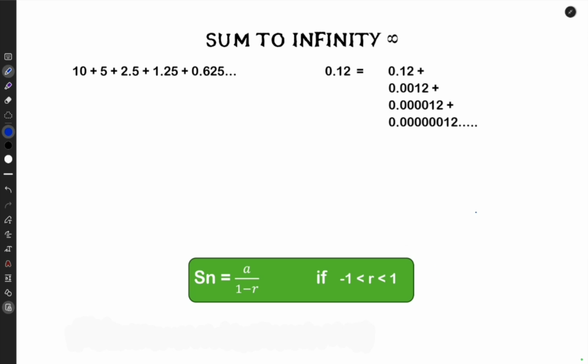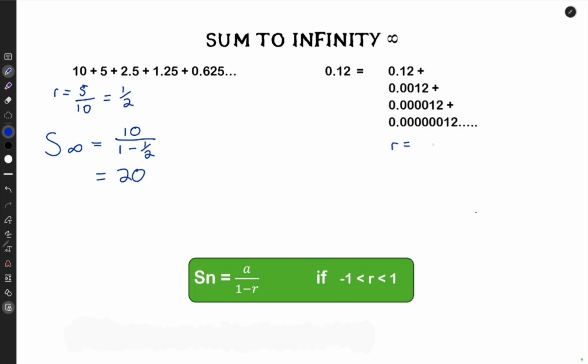So let's do the one on the left. I can see that the a value is just 10, and r, like I said, is a half, but let's just test it. r is equal to term 2 over term 1, so that is a half. So the sum to infinity in this case is going to be a over 1 minus r, which is going to give me 20.